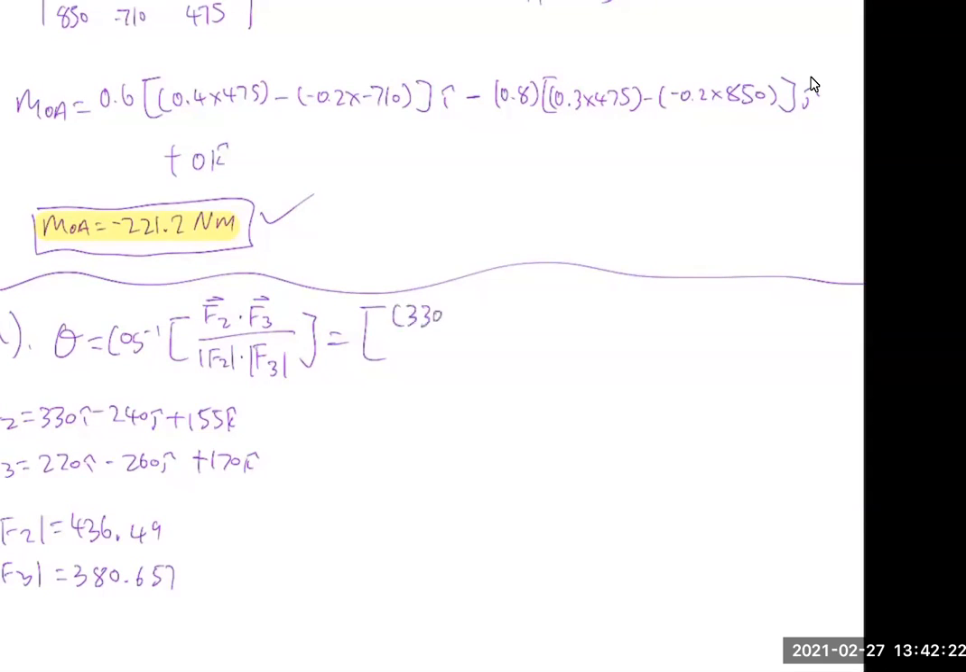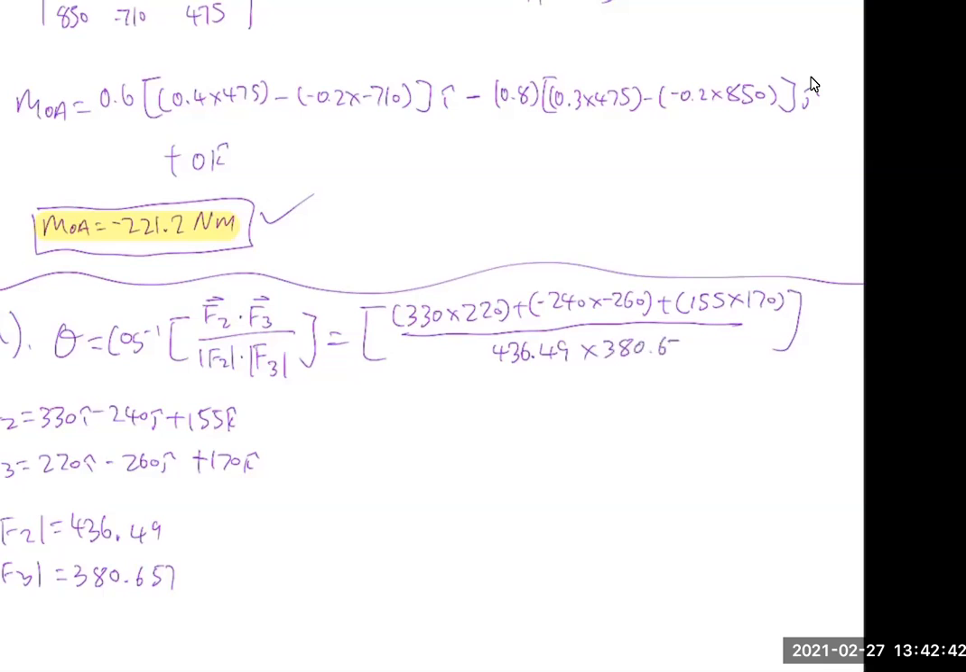So 330 multiplied by 220 plus negative 240 multiplied by negative 260 plus 155 multiplied by 170, divided by 436.49 multiplied by 380.657. And my final answer for theta, I got 13.81. Okay, so this is the answer for that.